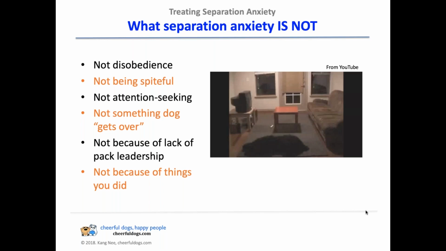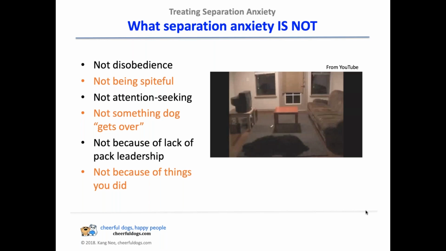And it's also not because of the lack of pack leadership or because of things you did, like, for example, letting the dog go through the door before you or sleeping on the bed. As long as there are appropriate boundaries and you have put in place basic family dog manners. Okay, I'm going to look at this little video clip that's taken from YouTube.